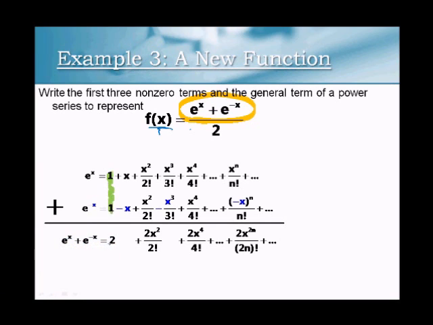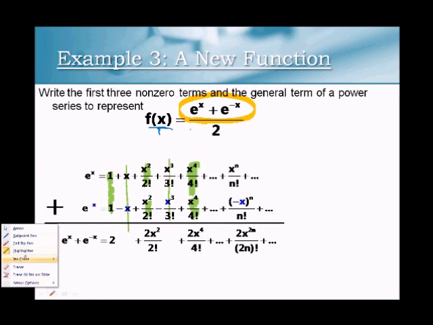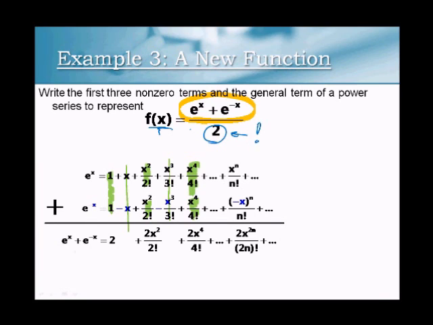1 plus 1 is going to give us 2. But then x and negative x, those guys are going to cancel. But then x squared over 2 factorial plus x squared over 2 factorial, that's going to double: 2x squared over 2 factorial. Odd powers cancel. Even powers double. Look at the doubling right there. Okay, so we can see that pattern developing when we add e to the x and e to the negative x together. But then on top of that, don't forget that really what we're looking for is e to the x plus e to the negative x over 2. So let's divide everything by 2.